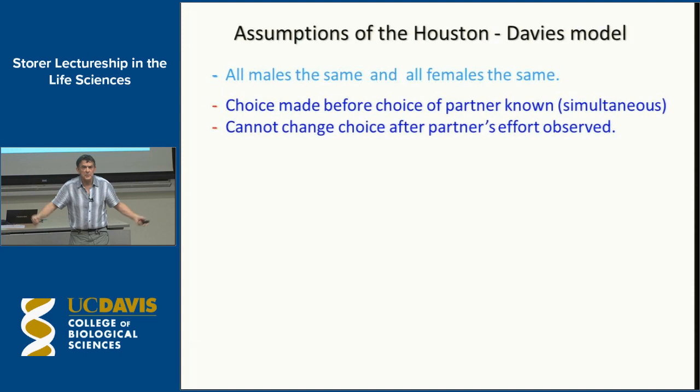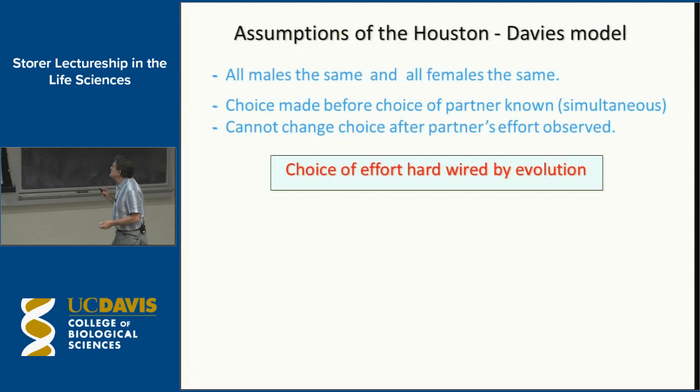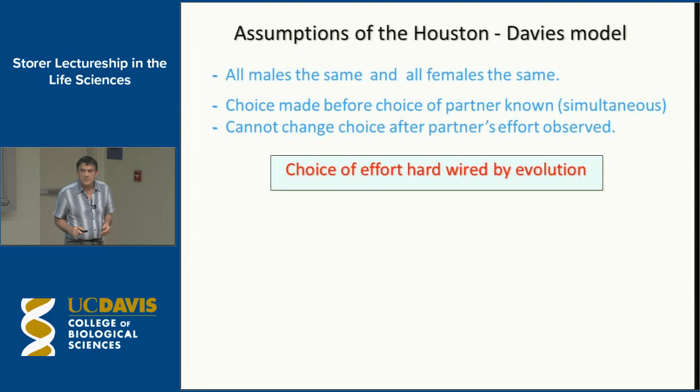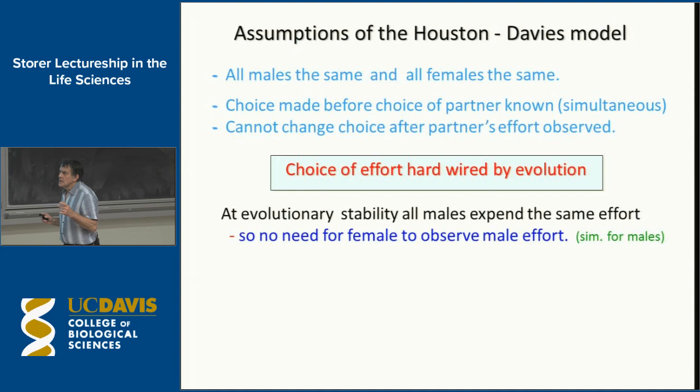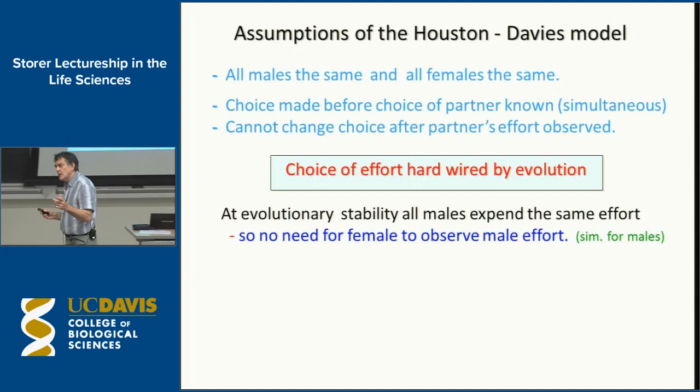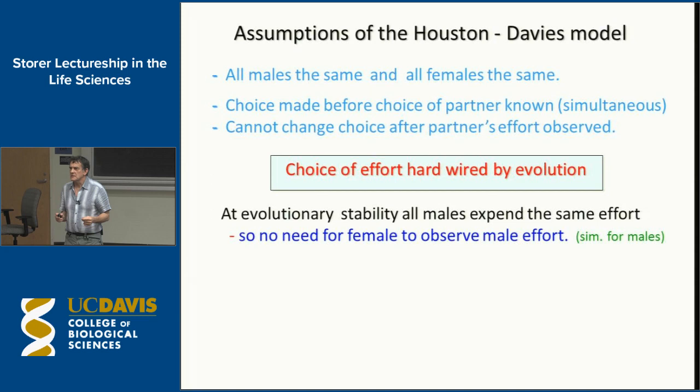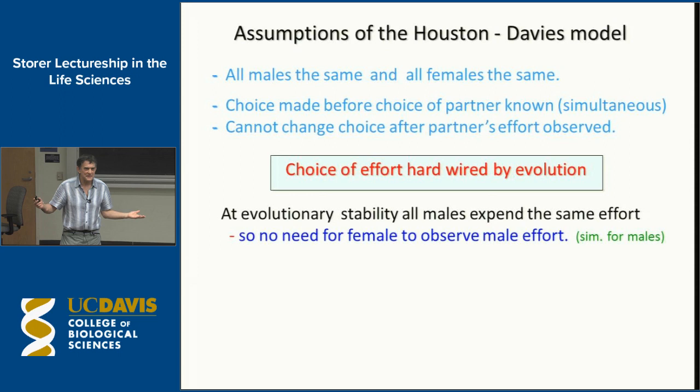So really, efforts in this case are hardwired by evolution. They're genetically determined. Now, this sounds a little odd, but there's a perverse logic, because all males are the same and all females are the same. At evolutionary stability, all males are putting in one particular effort, and the females are adapted to that, so there's no need for the females to observe the male. It's a very perverse logic, of course.